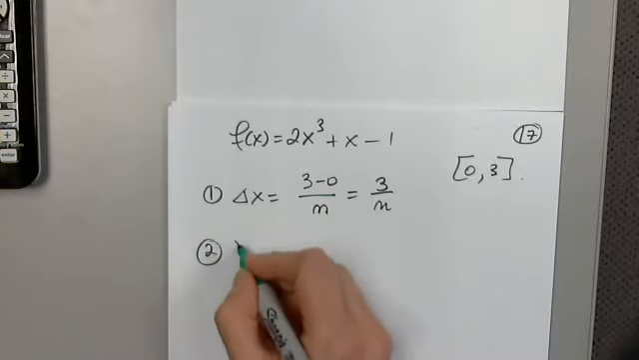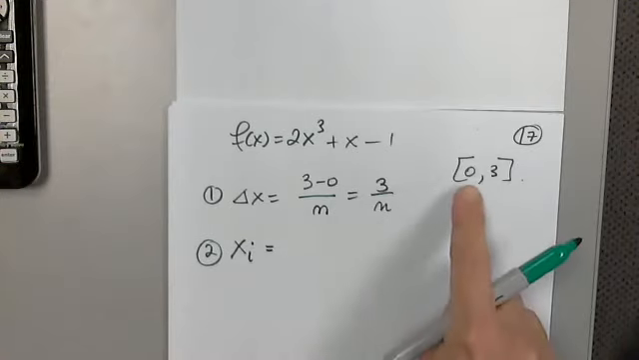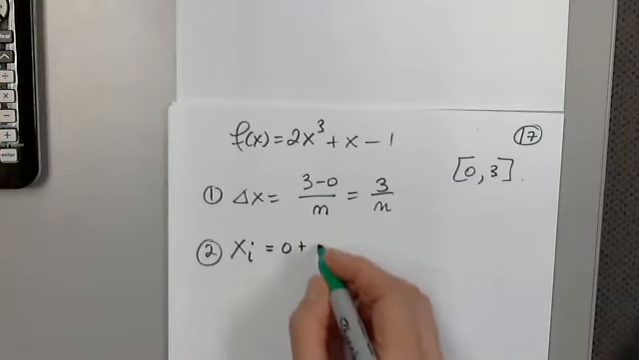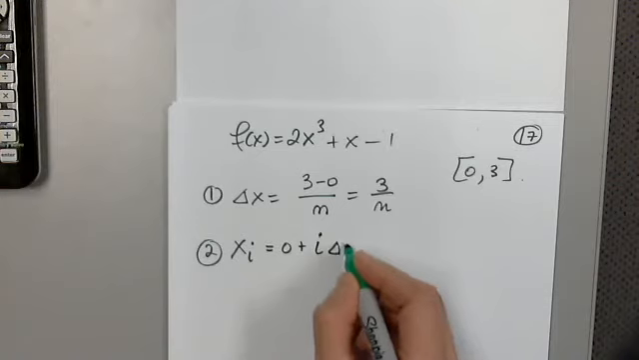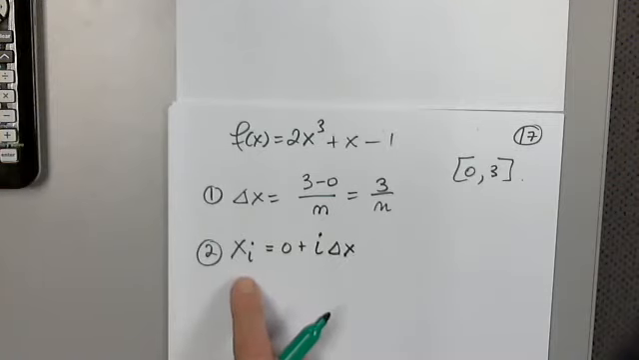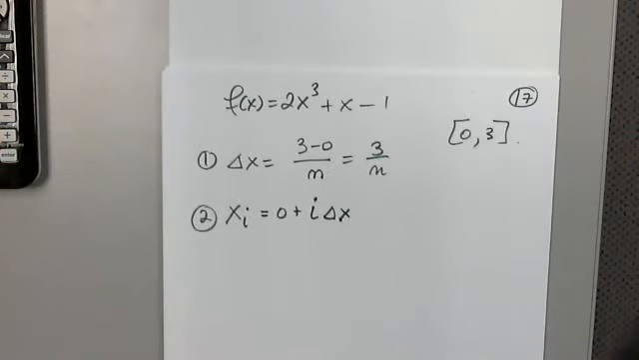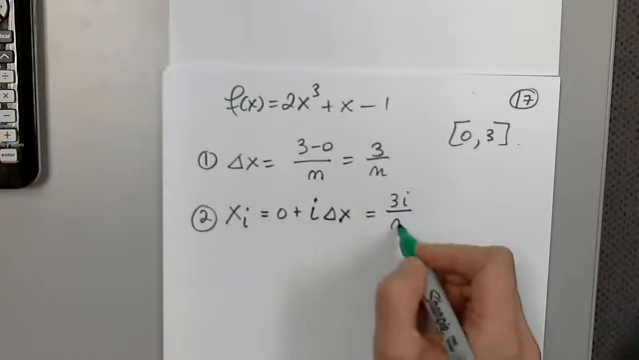Number 2, the next prep is xi. Xi is 0 plus how many delta x's? Yes, but this is the somewhere, anywhere. I, delta x. If I is 1, then I have x1, which is 0 plus 1 delta x. If I is 5, then I have 0 plus 5 delta x. If I is n, then I have 0 plus n delta x. Okay, so this is I times 3, so it's 3I over n.